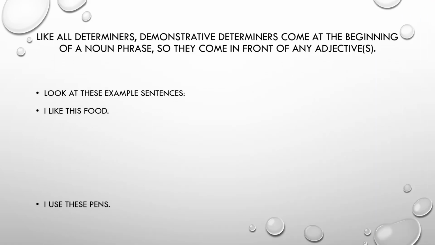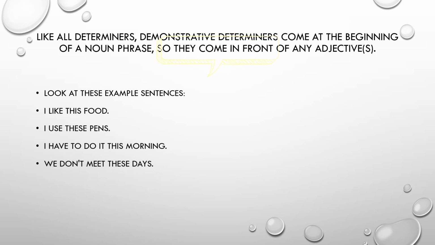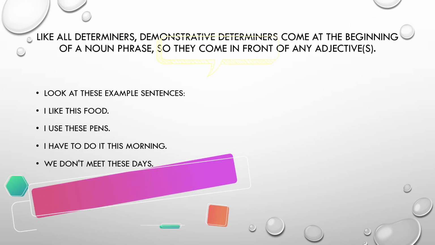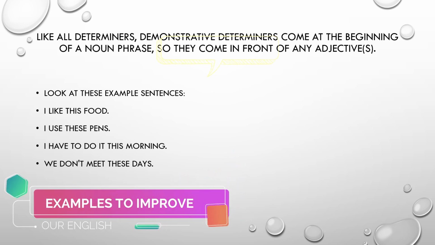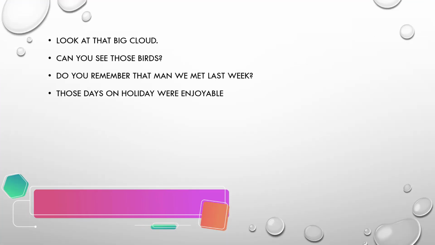Like determiners, demonstrative determiners come at the beginning of a noun phrase, so they come in front of any adjective. I like this food. I use these pens. I have to do this morning. We don't meet these days.